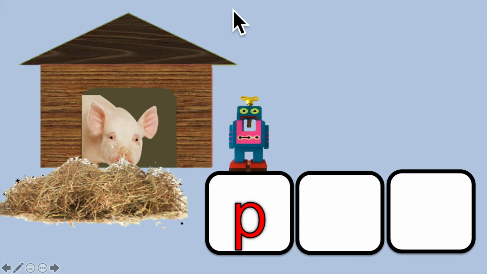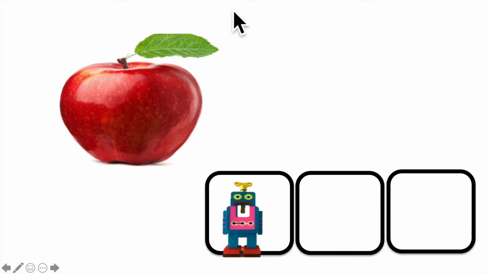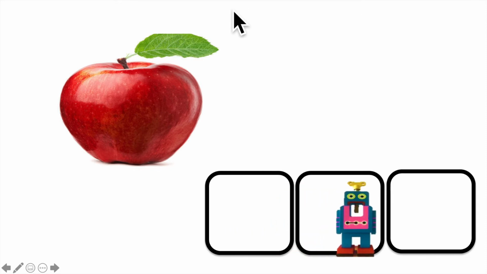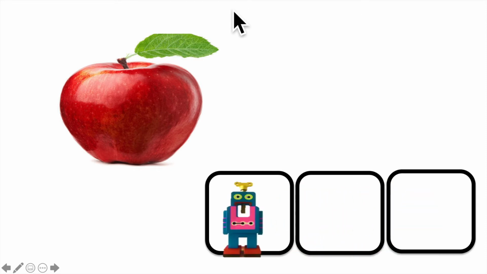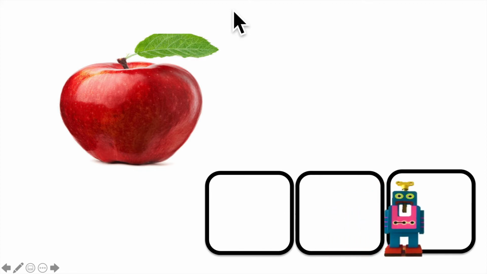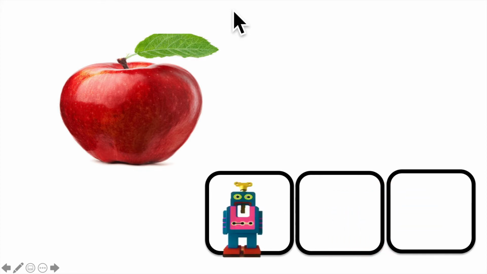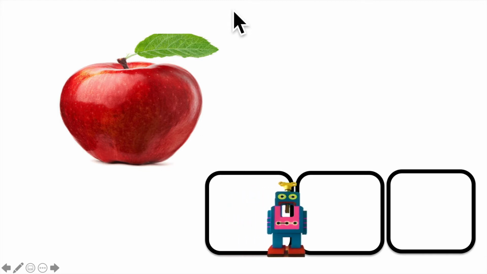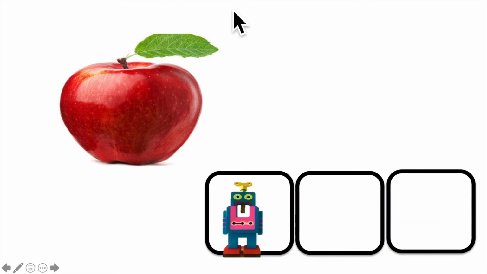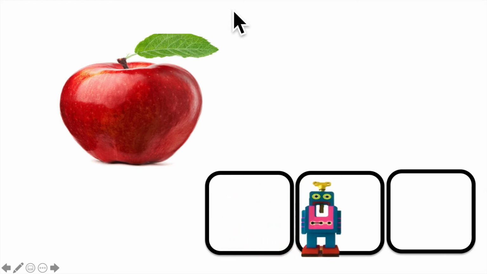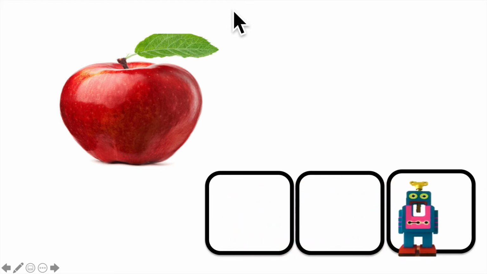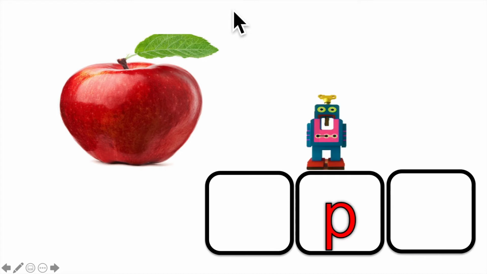Let's try one last one. Apple. Let's segment it. Apple. Where is the P sound? That's right, it was in the middle of the word. Apple.